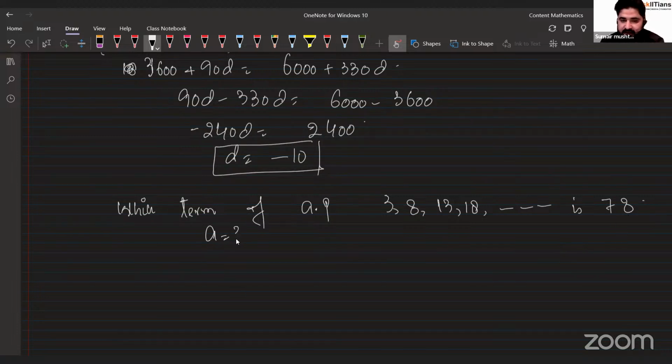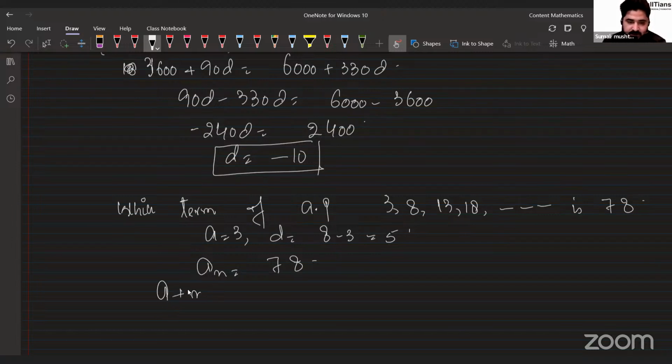So what's A here? 3. What's D here? The difference is 5. Now an is equal to 78. You know an is equal to a plus n minus 1 into d. Guys, give me n. Come on, fast. Do it fast.